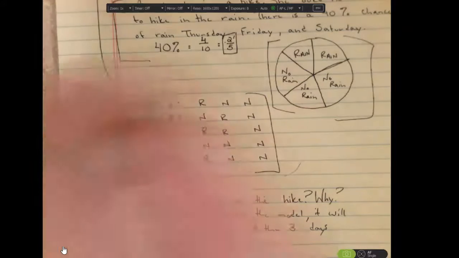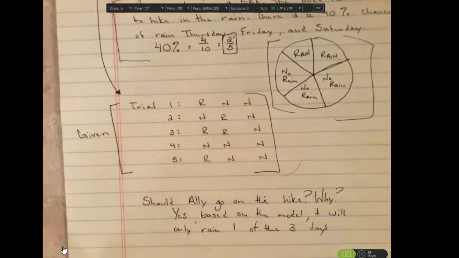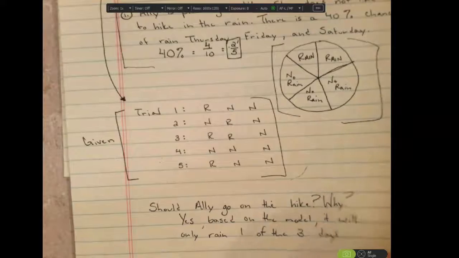So again, we're looking at our models here. We're looking at those probabilities that go along with those simulations. And we're talking about, okay, should someone do something, or is that probability likely or not? Let's go ahead and let's look ahead. Let's look at another problem. Let's look at number 2.